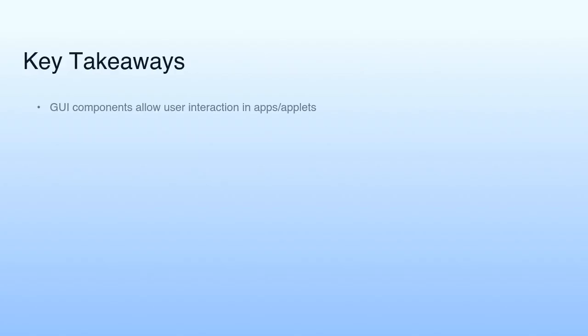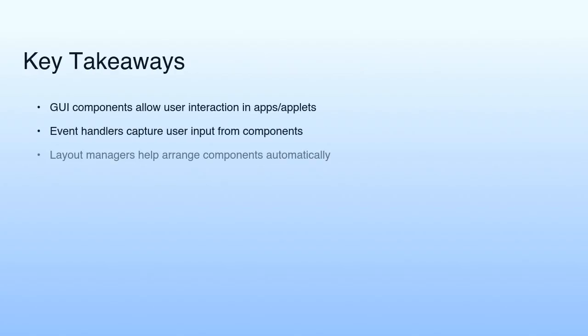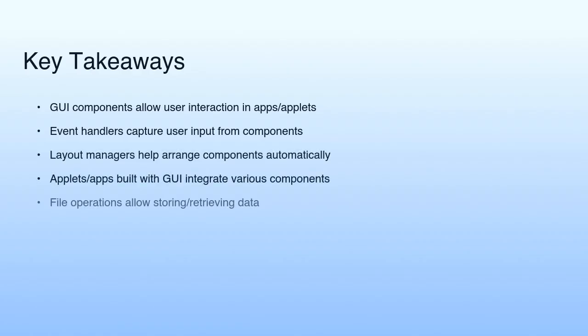Finally, the video reiterates the key takeaways, stating that GUI components allow user interaction in apps and applets. Event handlers capture user input from components. Layout managers help arrange components automatically. And applets and apps are built by integrating various GUI components.